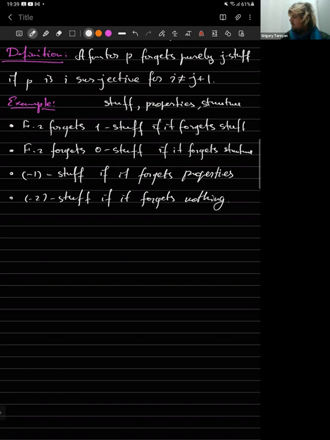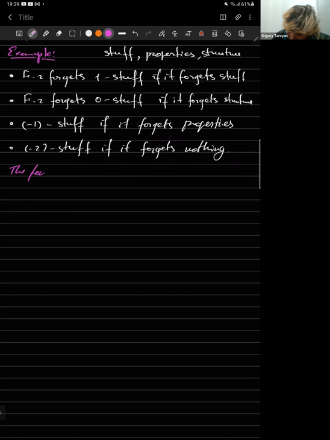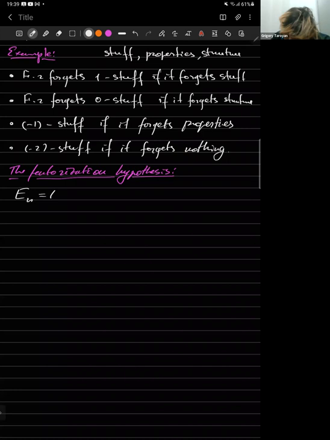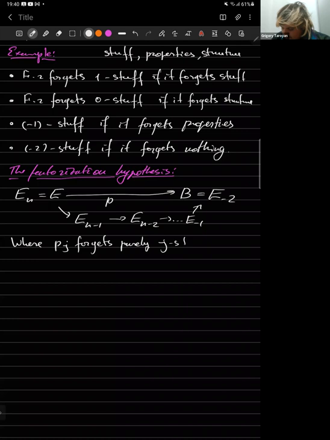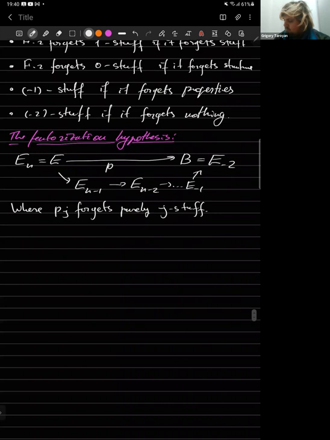Okay. So this all put together leads us to the factorization hypothesis. I already stated it in some form. So we have an arbitrary infinity functor between n-groupoids. And we want to say that it can be decomposed like this, where Pj forgets purely J stuff.